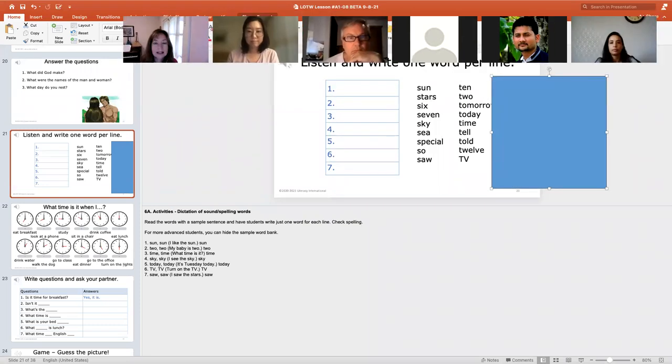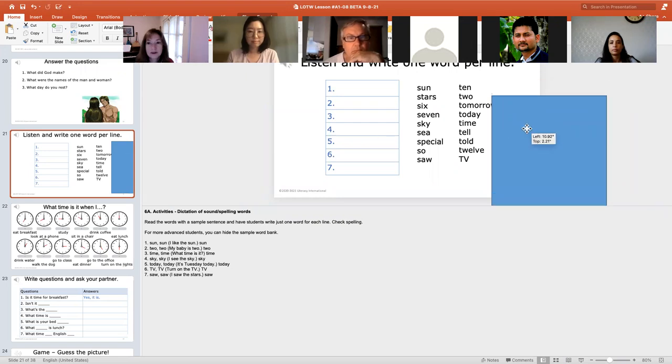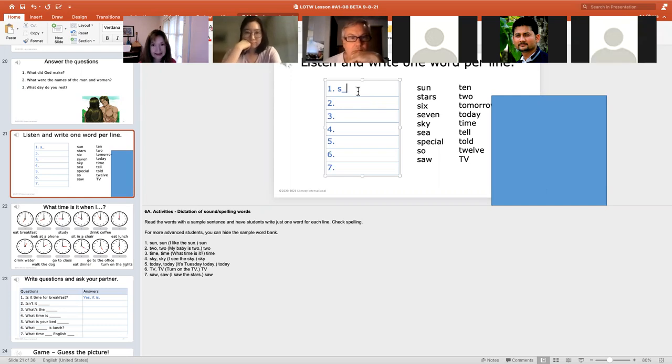Okay. And then the other thing you can do, if they're really, really struggling and you want to make it a little bit easier, you could give them some of the letters of the words. So if they're really having trouble writing the word sun, I could put S blank N, and they just have to fill in one letter of that.